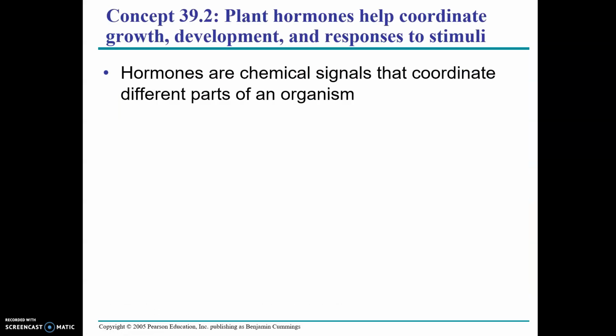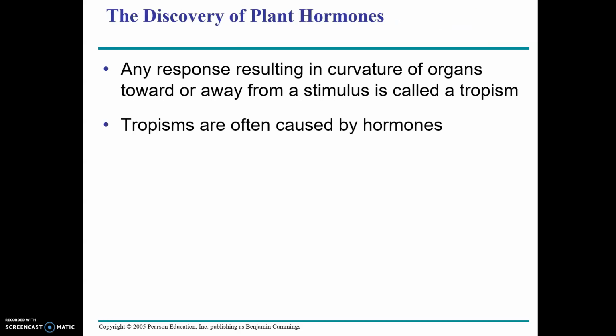Hormones are chemical signals that coordinate the different parts of an organism. By definition, these chemicals are going to be important for how a plant responds. Any response that you see in plants, we call tropisms. Tropisms are movement towards or away from a stimulus: movement towards or away from light, towards or away from water, up towards or away from gravity. These are all called plant tropisms. Many of them are caused by hormones.